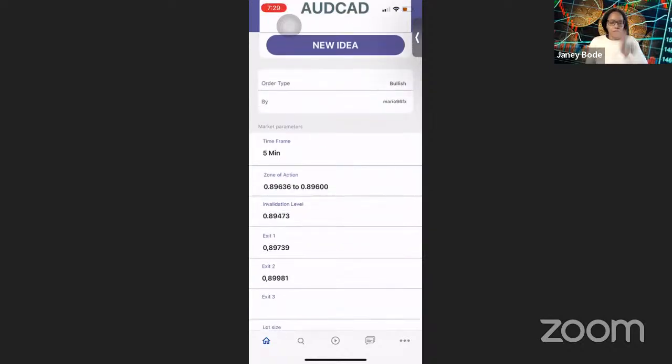Now the zone of action zones are these areas here, meaning that you can enter the trade between 0.89636 and 0.89600, right? Anybody confused on that? Zone of action. You can type it in if you're confused. Type 2 in the chat if you're confused.